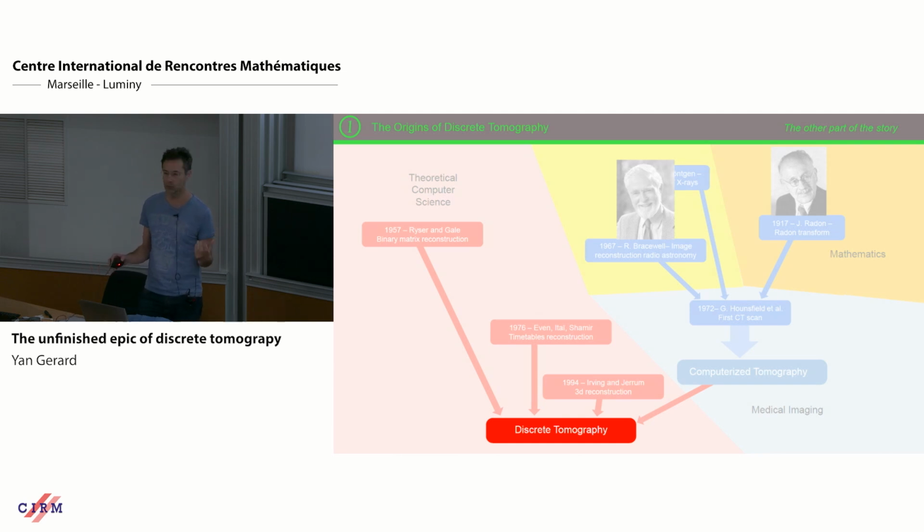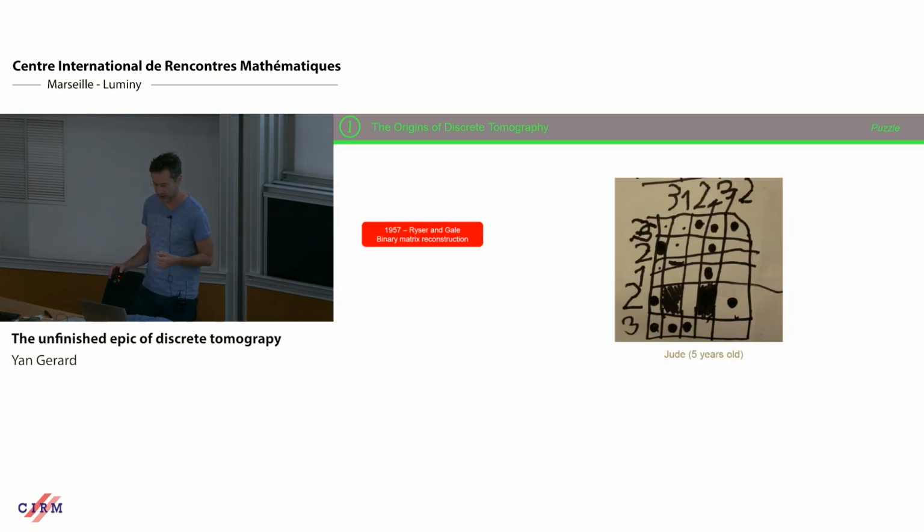When you start to work on a question like this, usually you have to look at the state of the art. Are there people who already thought about it? Then they saw that there was previous work from Ryser and Gale, dealing with a puzzle. It's a very simple puzzle. A few years ago, I tried to train my son to do this kind of puzzle, and he did this.